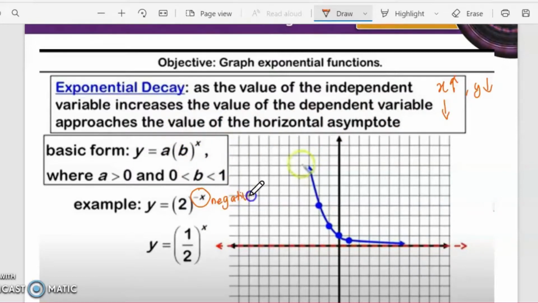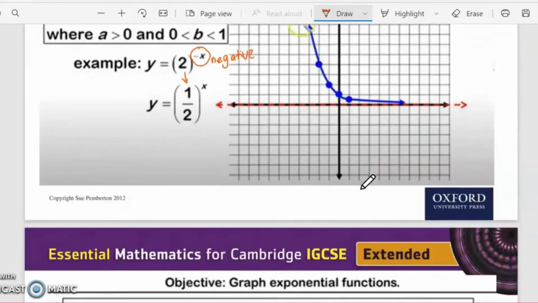So daripada bentuk ni, this form, bila ditukar balik, kalau kita ingat lagi, the rules of indices, it will be 1 over 2 to the power of x. Sebab itulah b dia tu bila you tukar kepada power jadi positif, b tu ialah less than 1. Okay, this one is how to recognize the form of exponential decay.